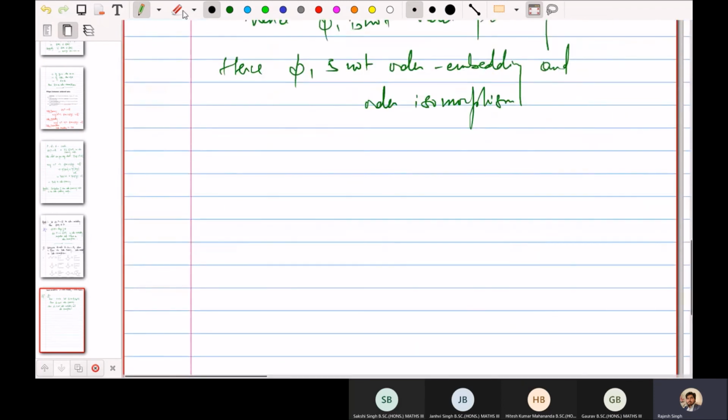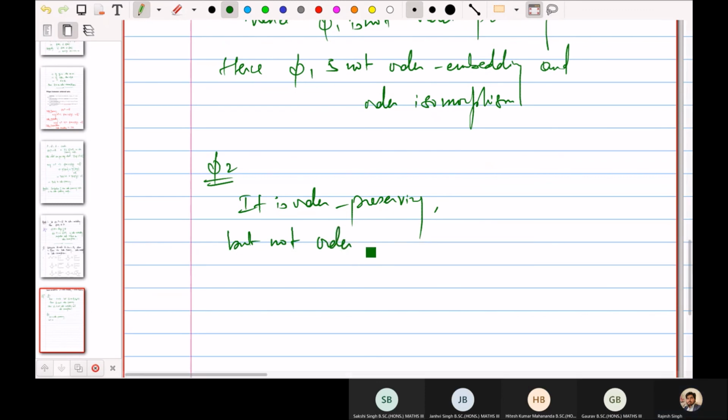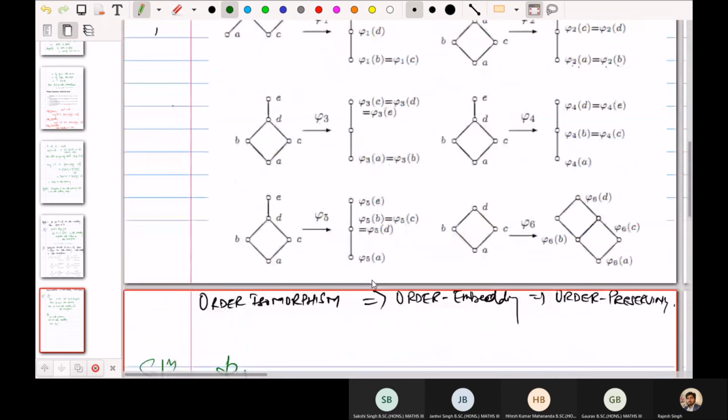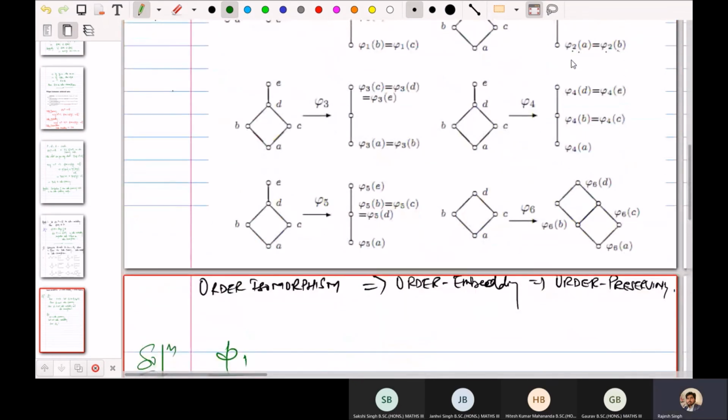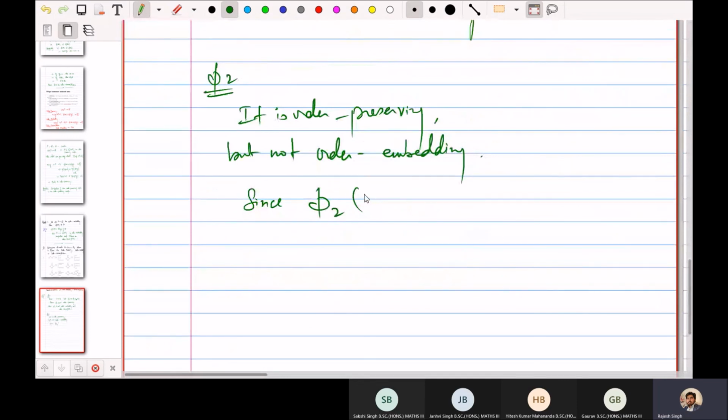Now अब phi 2 के बारे में देखते हैं. phi 2, so it is order preserving, can be seen easily, ठीक है, but not order embedding. Why? Since phi 2B is related to phi 2A. इक्वालिटी है ना तो रिलेटेड भी हो गया. So phi 2B is related to phi 2A, but B is not related to A. ठीक है, वन वे ही है.